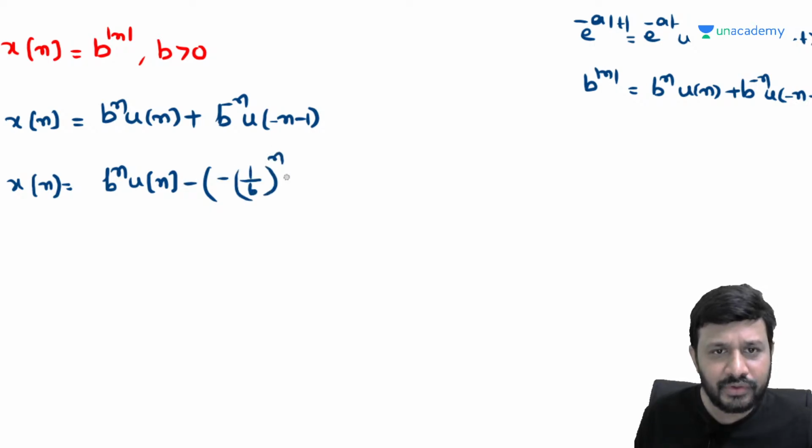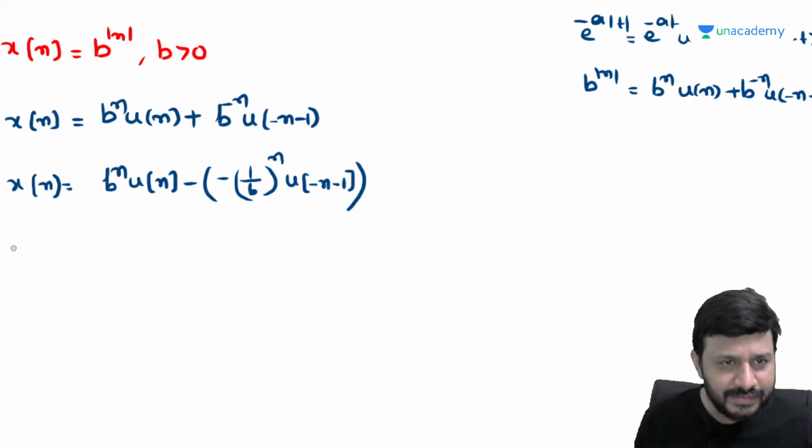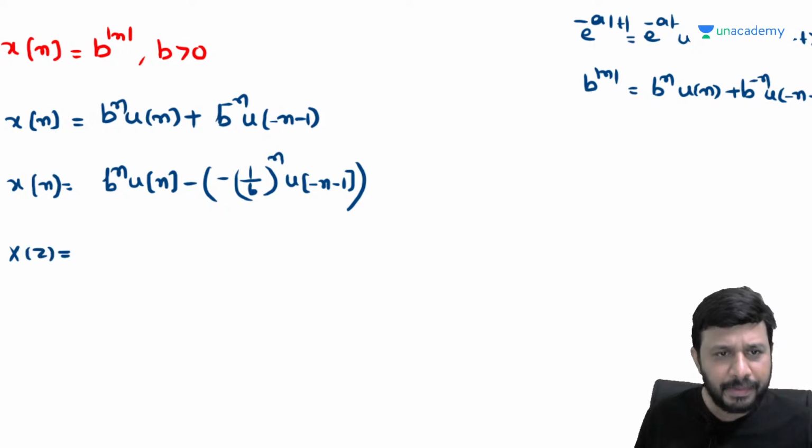I can write it as u of minus n minus 1 like this. Hope this is clear for all of you. Now calculate the Z transform. B power n u of n means this is the form of a power n u of n, no? Z by Z minus B with ROC mod Z greater than B.